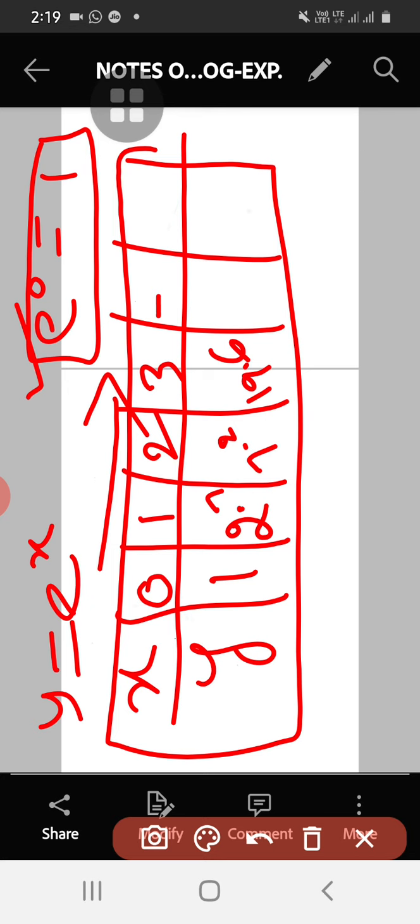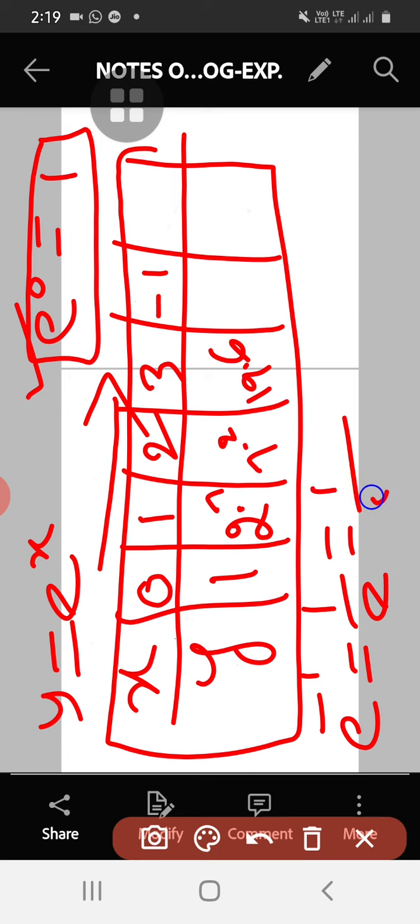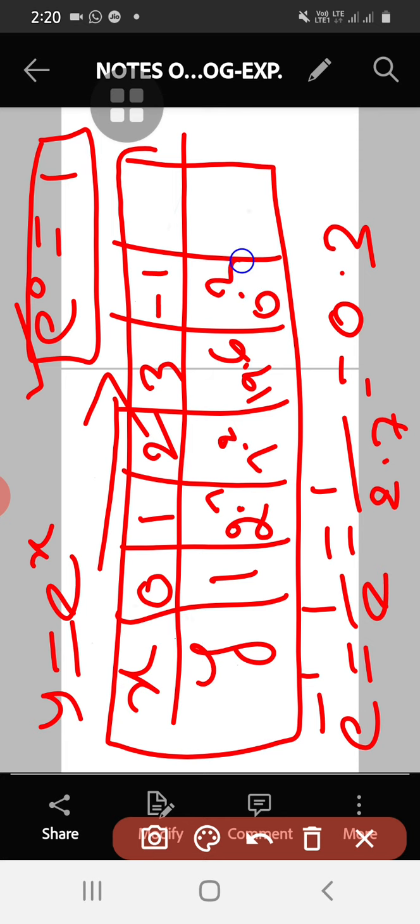Let me take some negative values. If I give -1, then e to the power of -1 means 1 by e. So 1 by 2.7, taking the value of e, we can divide it and it will be 0.3. So if I give -1, then I will get 0.3.